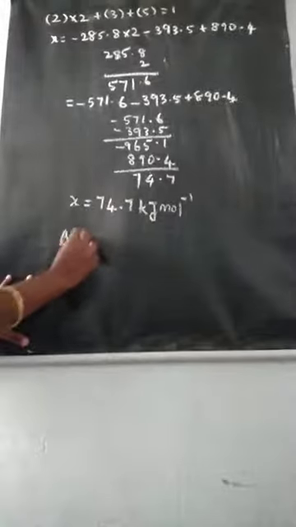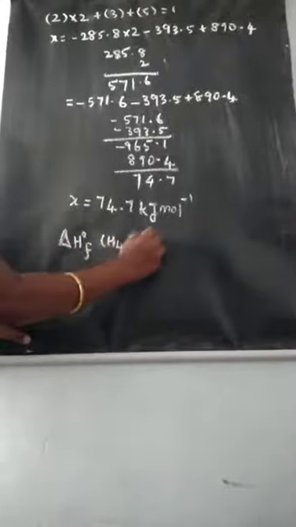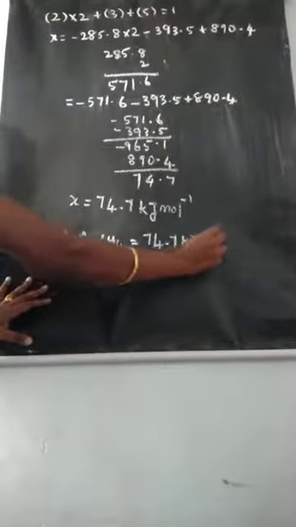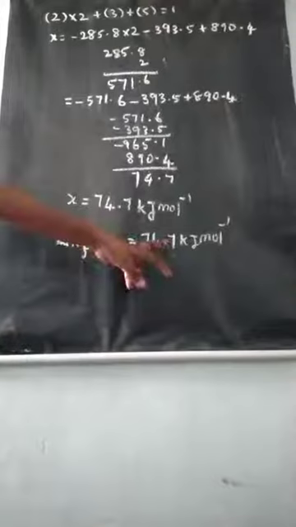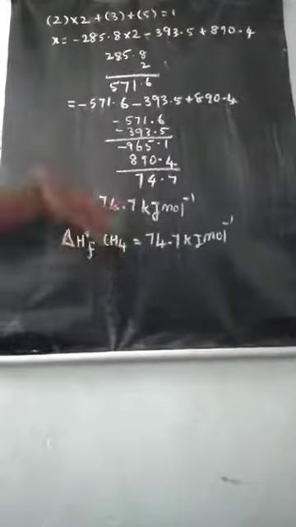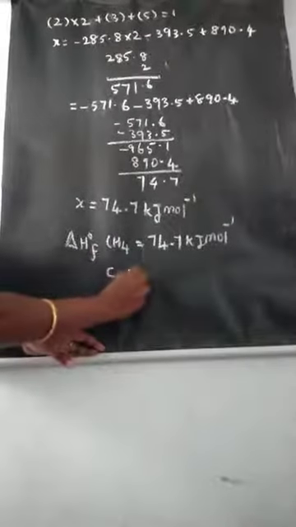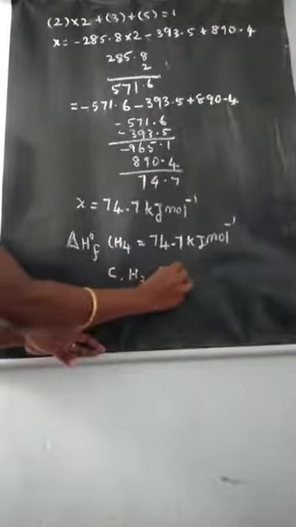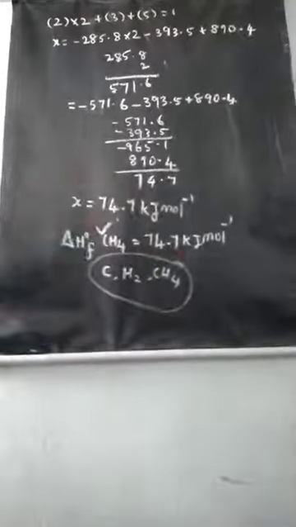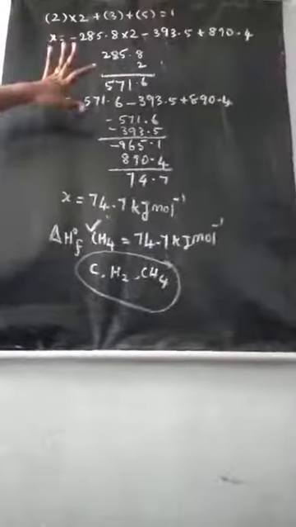Enthalpy of formation of methane, the value is 74.7 kilojoule per mole. Understand? So how did we get this value? You can calculate this enthalpy of formation of methane from some other compounds. What are those compounds? Carbon, hydrogen and methane. From these values we can calculate the enthalpy of formation of methane. Understand this?